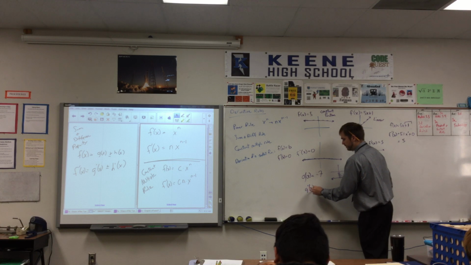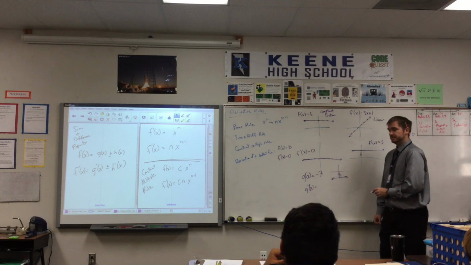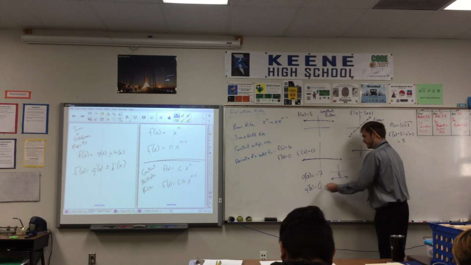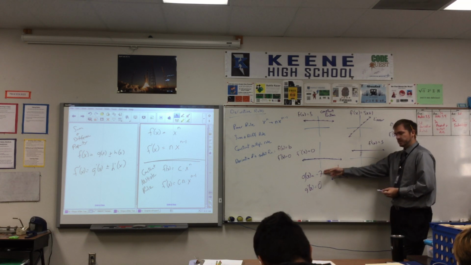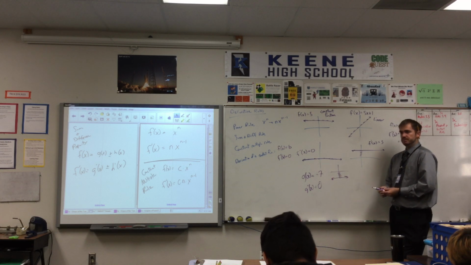Ivan, what is g prime of x? It's going to be 0. You could tell that from the graph, the slope is over here. You can also tell that from the number right there on the function that it's constant, right?